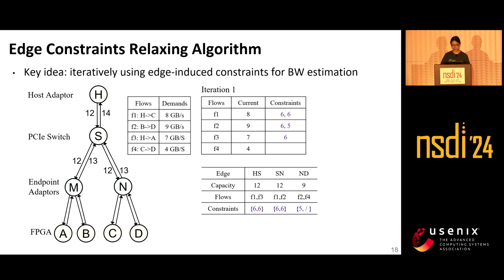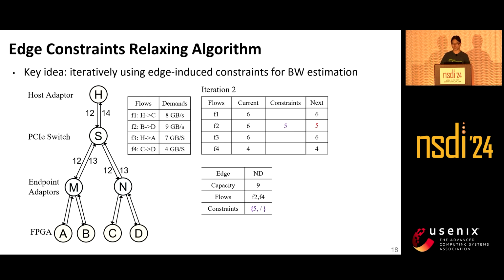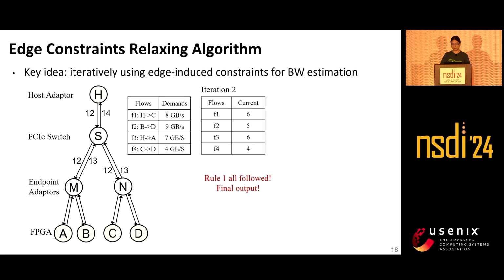After we find all the edges and all the constraints, we now update the bandwidth estimation of the flows. We always use the largest constraints as the next bandwidth estimation. After one iteration, we will use the last bandwidth estimation as the next iteration input. And then we continue this procedure until we reach a point that now all the edges are undersubscribed, which means all of the edges follow rule 1. And now the bandwidth estimation is the final output.